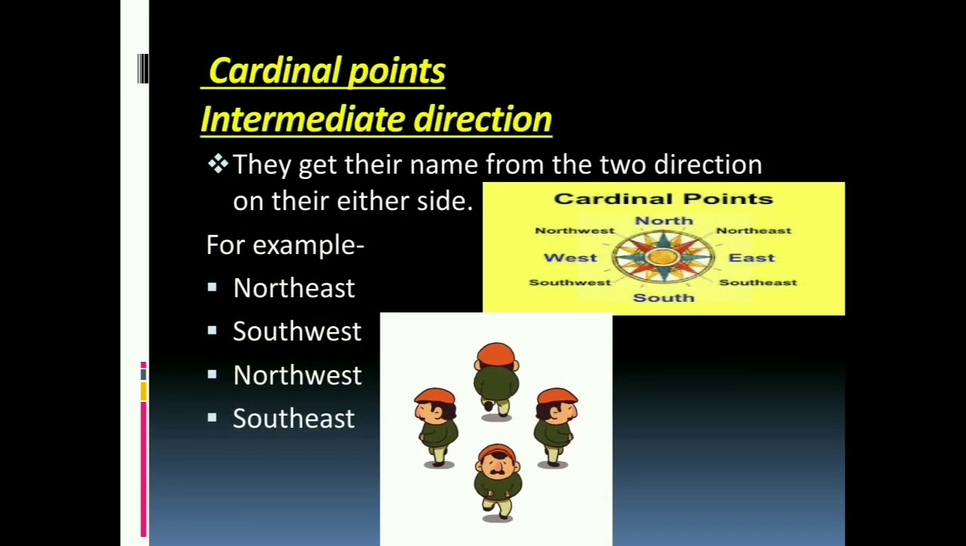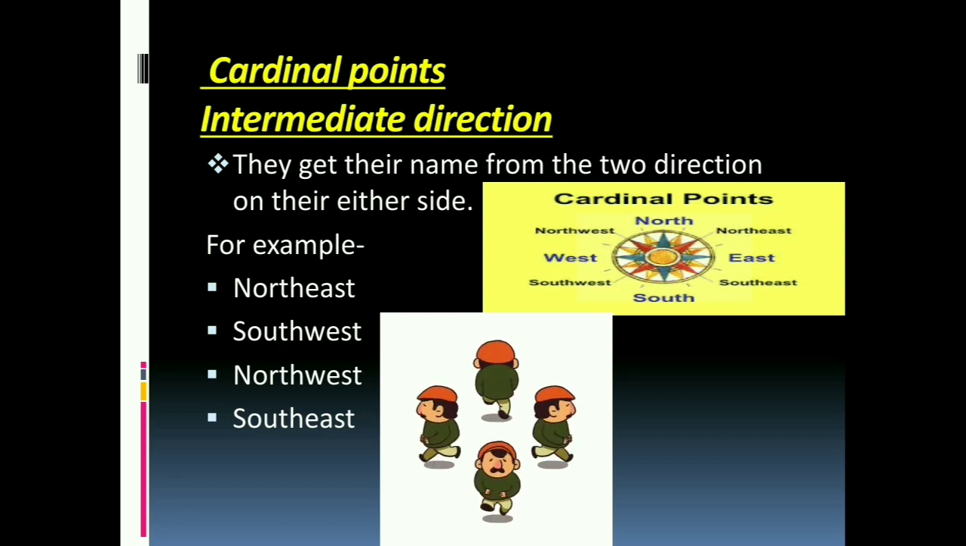Now we discuss the intermediate directions. These are located exactly at the center of two cardinal directions. They get their name from the two directions on either side. For example, the direction between north and east is northeast. The direction between south and west is southwest. And similarly, there are northwest and southeast.